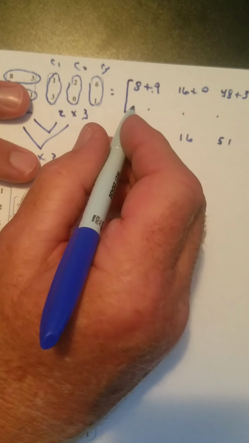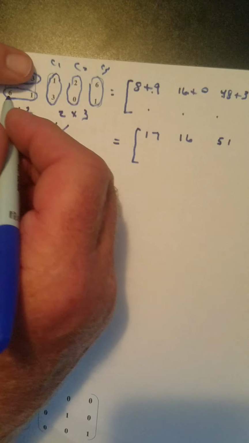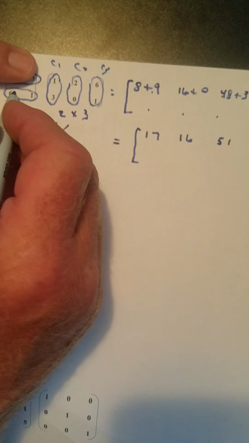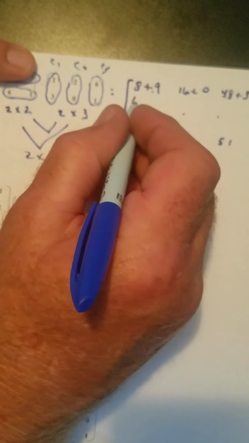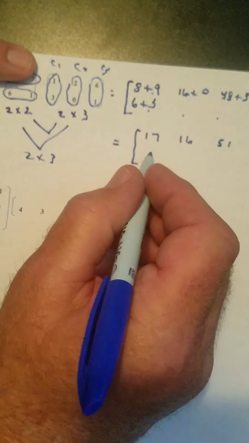Now we're going to the second row. So we're going to look at the second row over here. So I got 6, 1 times 1, 3. Second row, first column. I got 6 times 1 is 6, plus 1 times 3 is 3. 6 plus 3 is 9.